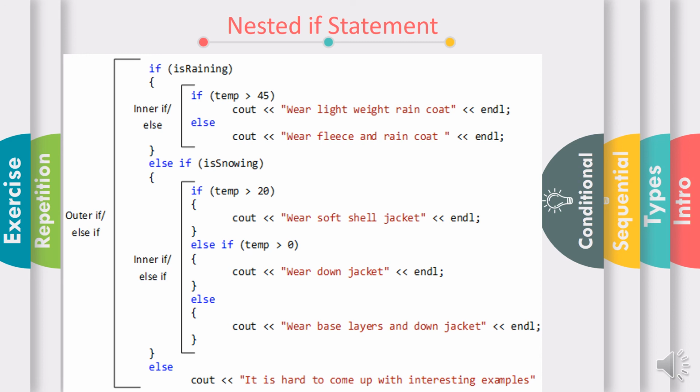If it is raining, then check for the temperature. If temperature is greater than 45, then print the message wear lightweight raincoat, else print wear fleece and raincoat. So, you can see that we are using an if statement in another if statement. So, this type of if statements are known as the nested if statements. This one is the outer if else statement and these are the inner if else statements.